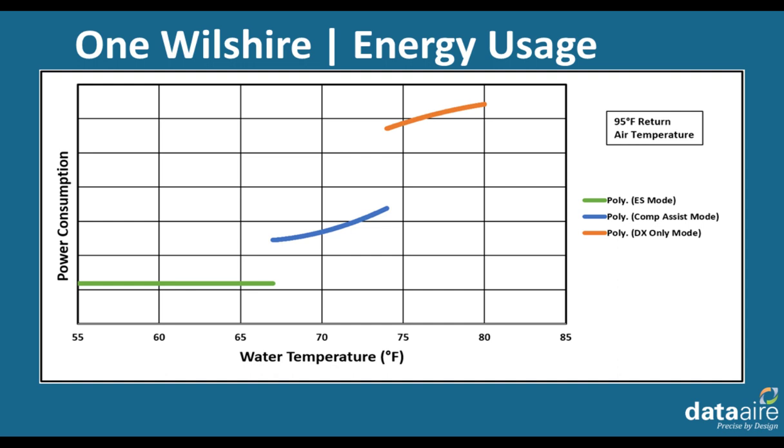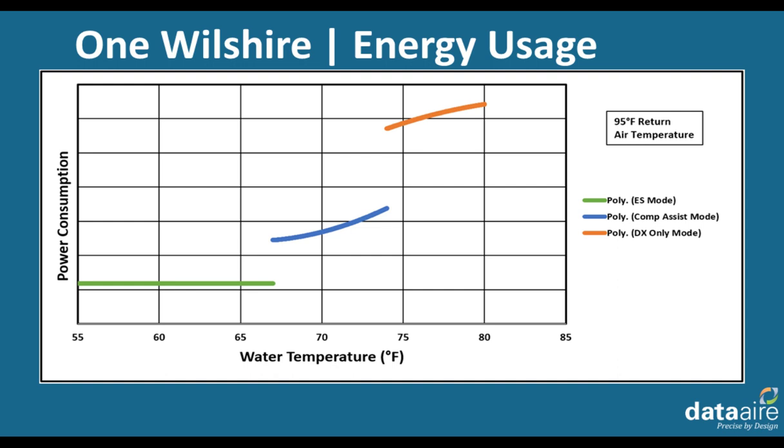So here's a graphical presentation of the power consumption during the three modes of operation. Like I mentioned, when the water is at 67 degrees or below for this application, the green line shows that only the fans are running. As you see, the water temperature is on the x-axis and power consumption on the y. The green line is showing you basically just the fan energy usage during energy saver mode.